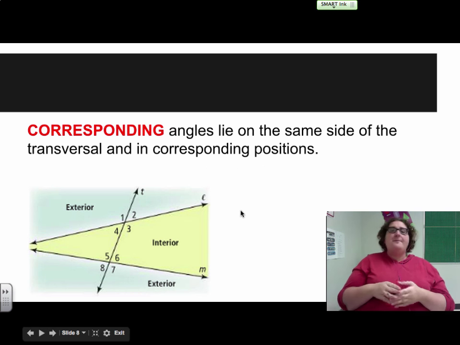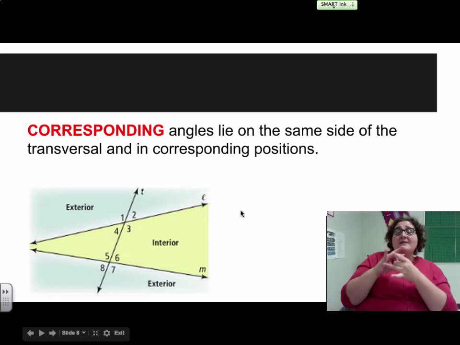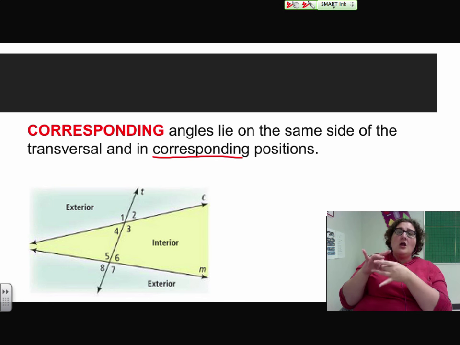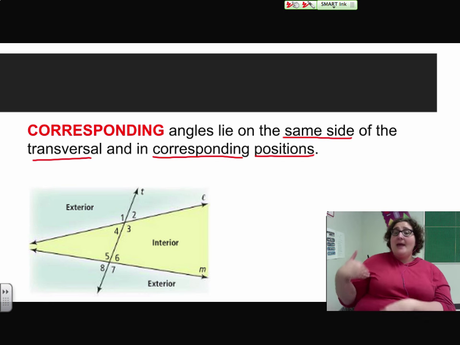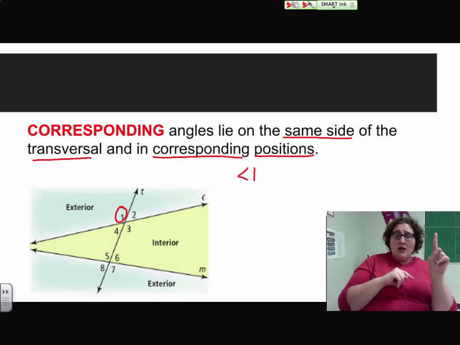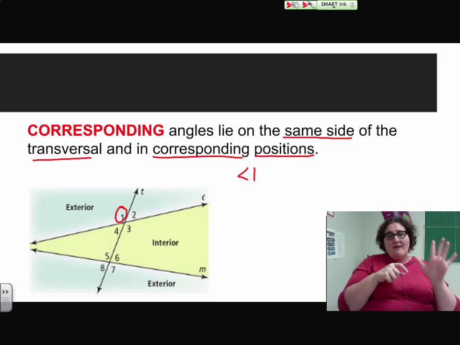Corresponding angles lie on the same side of the transversal and in corresponding positions. Here's the big thing, corresponding positions, and they're on the same side of the transversal. So if I'm looking at angle 1, it has to be on the same side of the transversal, so I know I'm either looking at 1, 4, 5, or 8, but it says in corresponding positions.